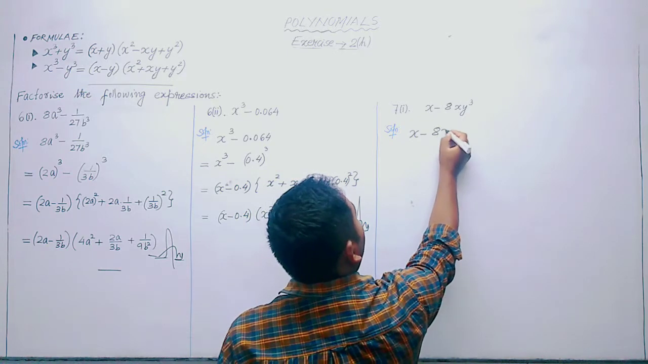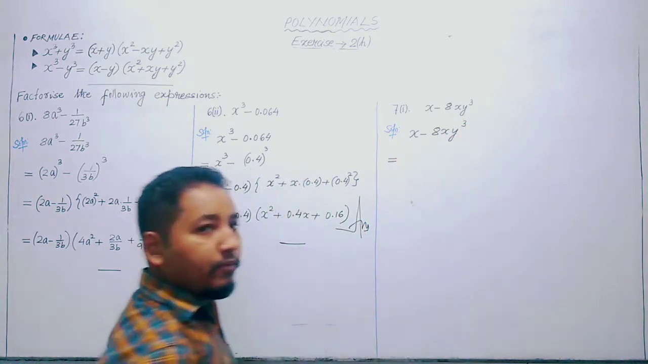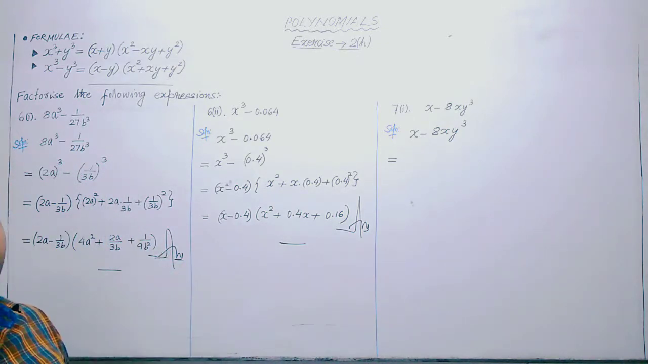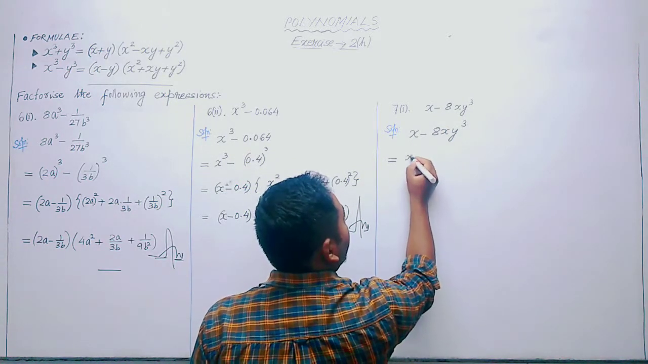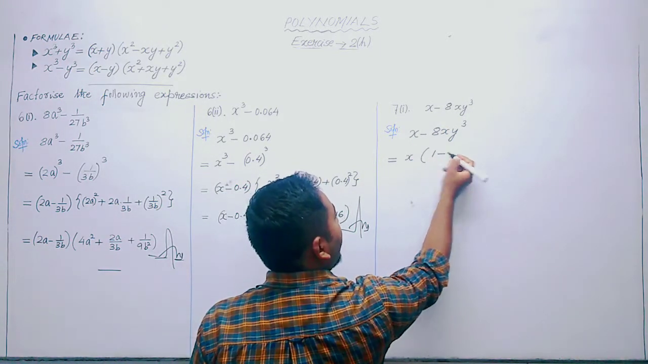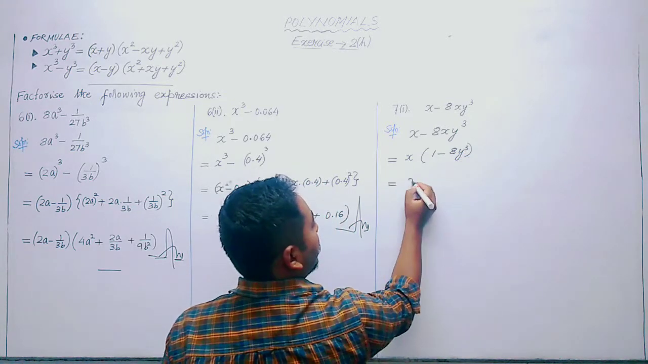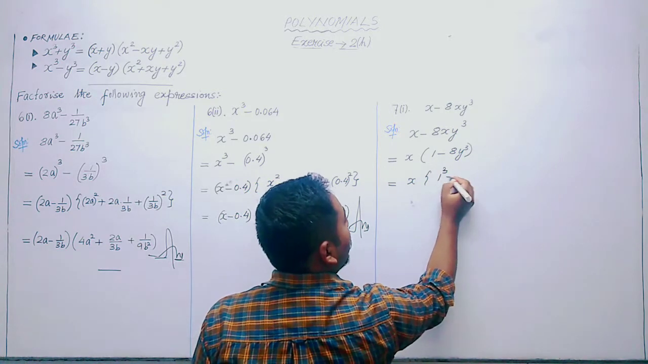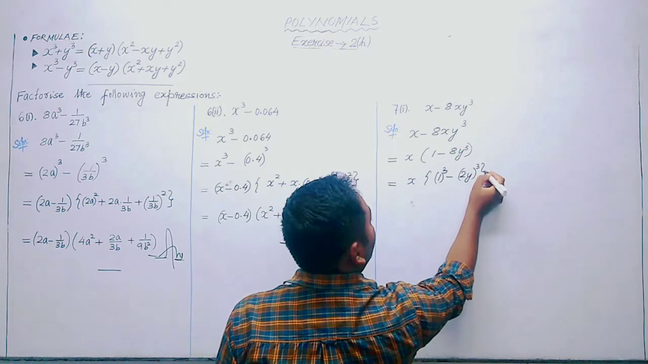x minus 8xy cube. Again, you cannot directly convert it into the form of a cube. First you have to take out the common term. And what is common in these two terms? Only x is common. Take out x, you get 1 minus 8y cube. Now again, following the same steps, you can write 1 cube minus (2y) whole cube.